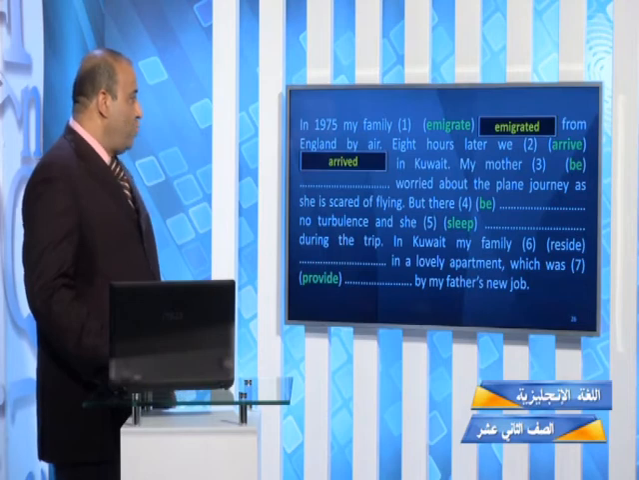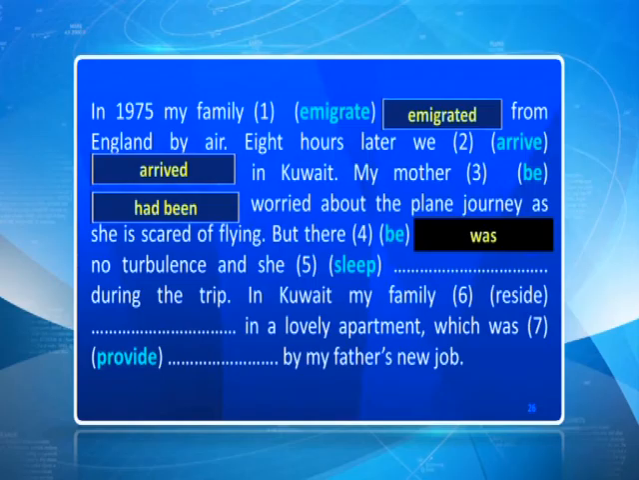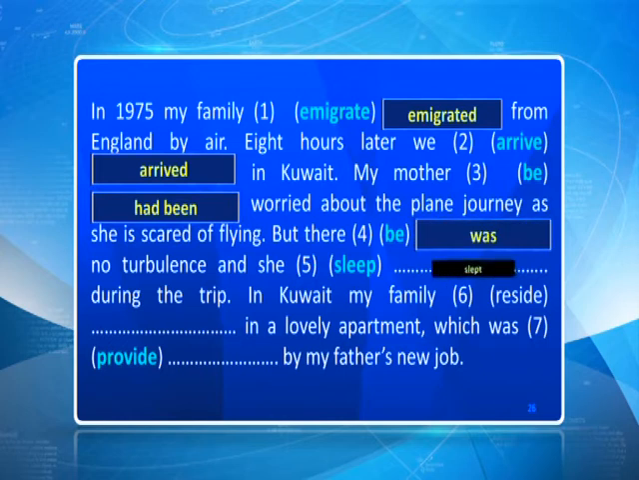My mother, verb to be, worried about the plane journey as she is scared of flying. So before emigrating and before arriving, there's an event that had taken place, which is: she had been worried before leaving. But there, verb to be, no turbulence, and she slept during the trip, again, before arriving in Kuwait. So you have to use the verb was here, no disturbance, and she slept during the trip.